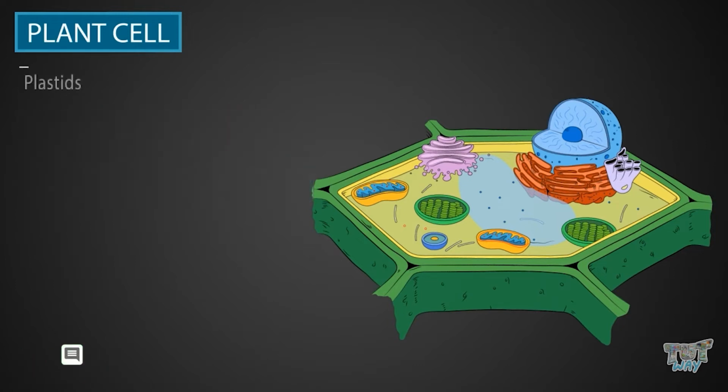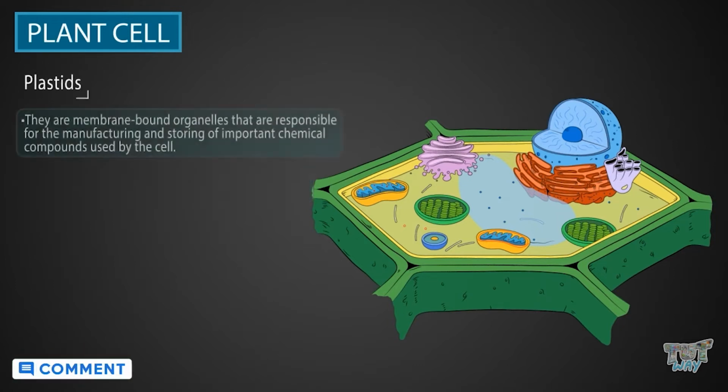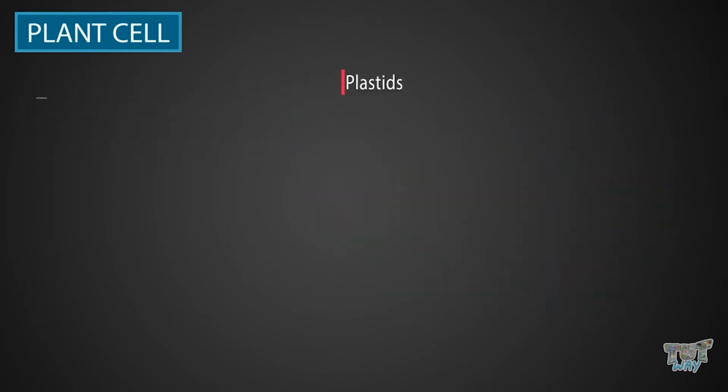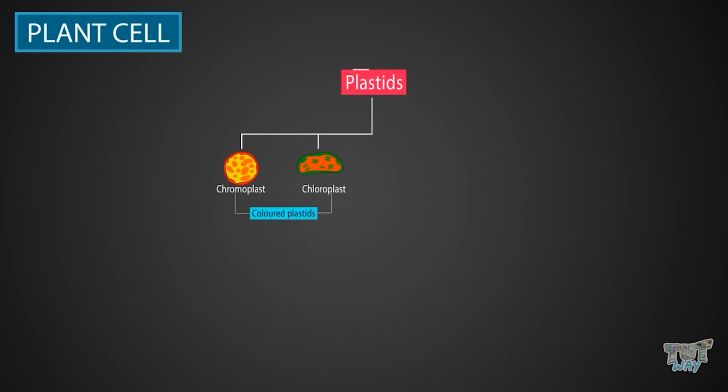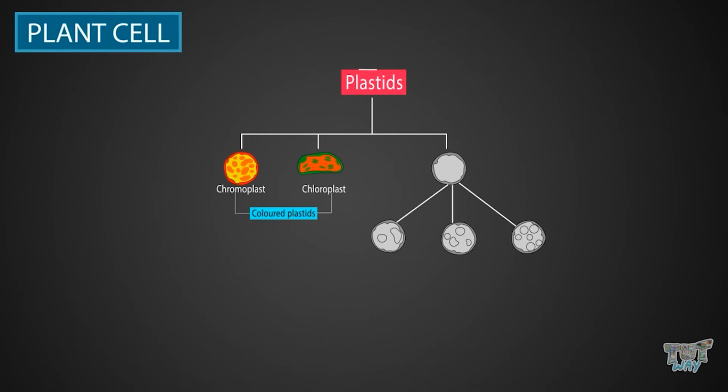Next is plastids. Plastids are membrane-bound organelles that are responsible for the manufacturing and storing of important chemical compounds used by the cell. Plastids are one of many, but the two important ones that we will learn about today are chloroplast and chromoplast. These two plastids are called colored plastids, and other ones are called colorless plastids.